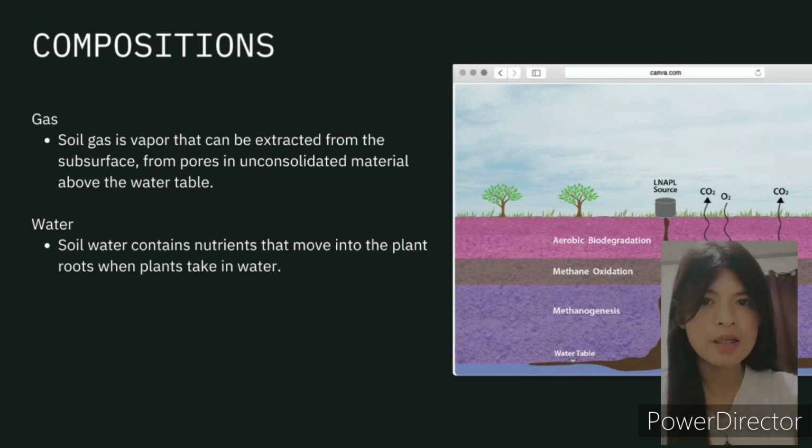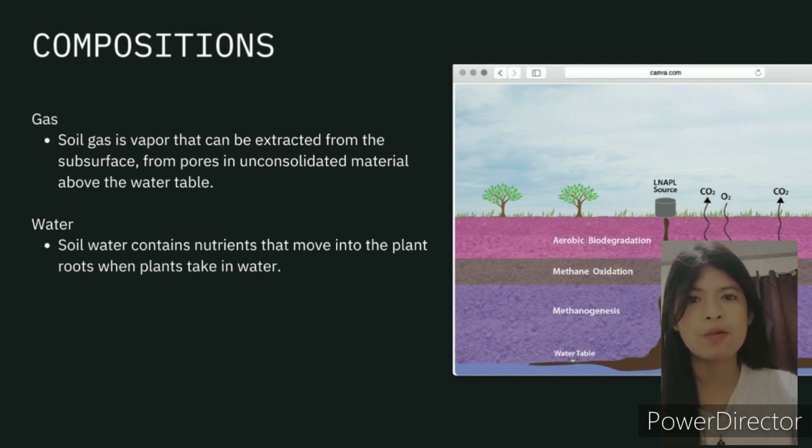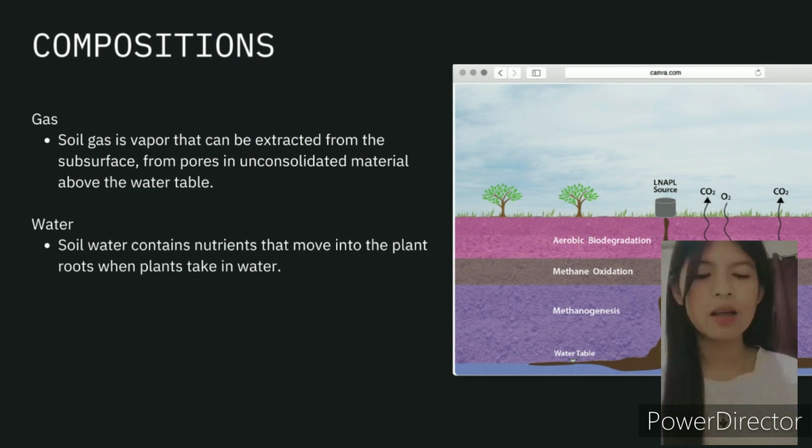The last composition of soil is water. Soil water contains nutrients that move into the plant roots when plants take in water. Water enters the soil through large pores, macropores, and is stored in many small pores, micropores. Porous soils have a balance between macro and micro.